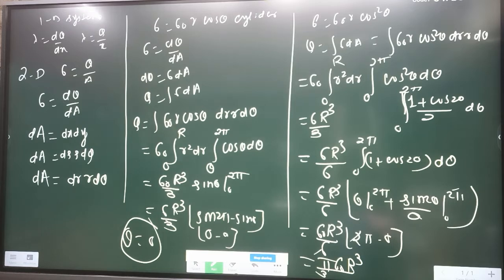This is the Q value for the 2D system. In the 2D case, for both cylindrical as well as spherical, we get the same answer. Why? Because the dA value will be the same, just the notation will change. Sometimes we take rho, sometimes we take r. R and rho are both the same for the cylindrical case, and we get the same Q value for cylindrical as well as spherical systems. This is for the 2D case.